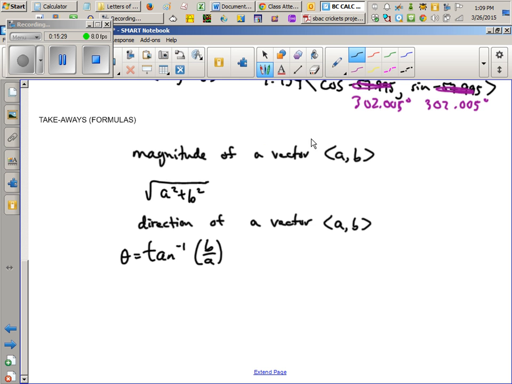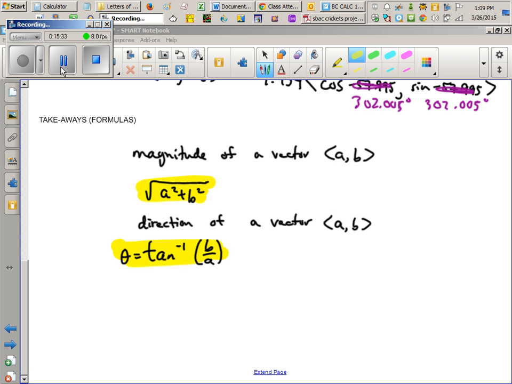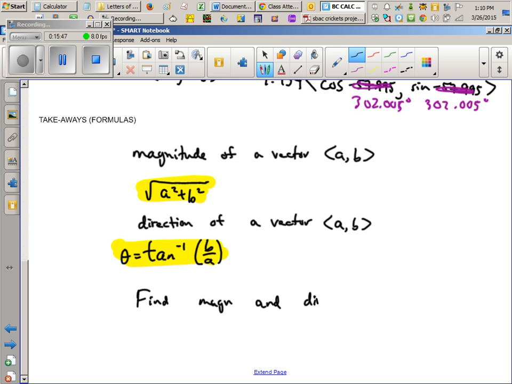Now this second formula you've got to be real careful with. Let me show you an example where this second formula does sometimes fail us. Okay? So let's say that you're given this vector, find the magnitude and direction of -3, 4. Okay, -3, 4.